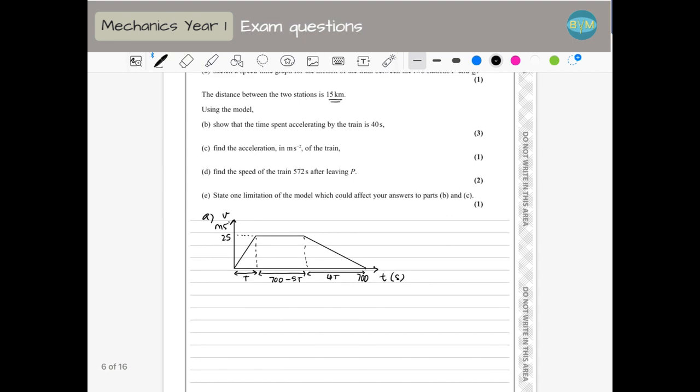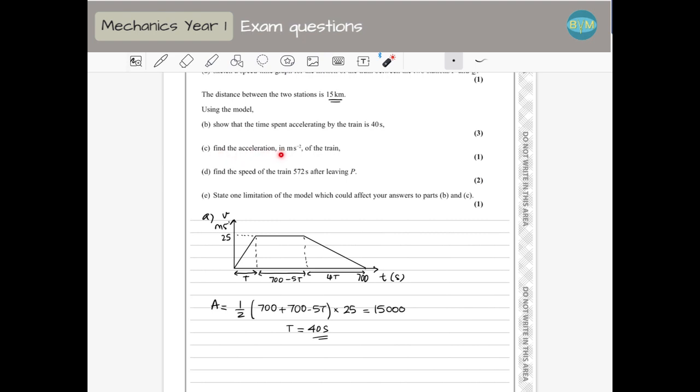So the area of the trapezium is 1/2 of the sum of the parallel sides, so it's going to be 700 plus 700 minus 5t, times the distance between the parallel sides, which is 25. And this is going to be equal to the distance. Be careful, because it's in kilometers and all our numbers are in meters, so I have to write 15,000 meters. And from here you just solve for t and then you get the 40 seconds that you need. So it's not difficult. You just need to remember that the area is the distance.